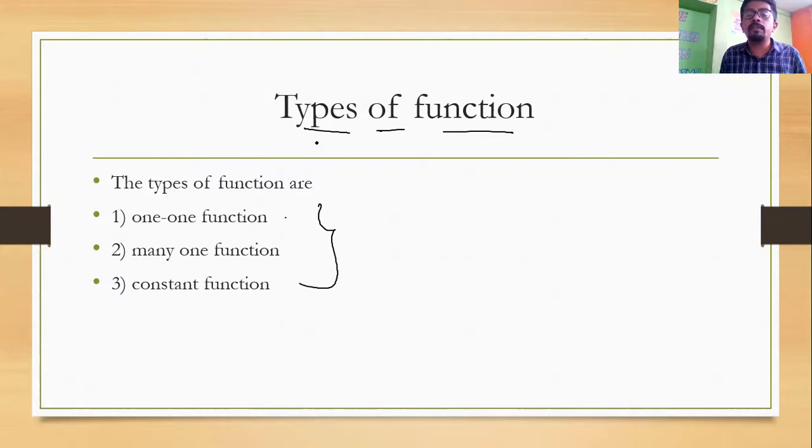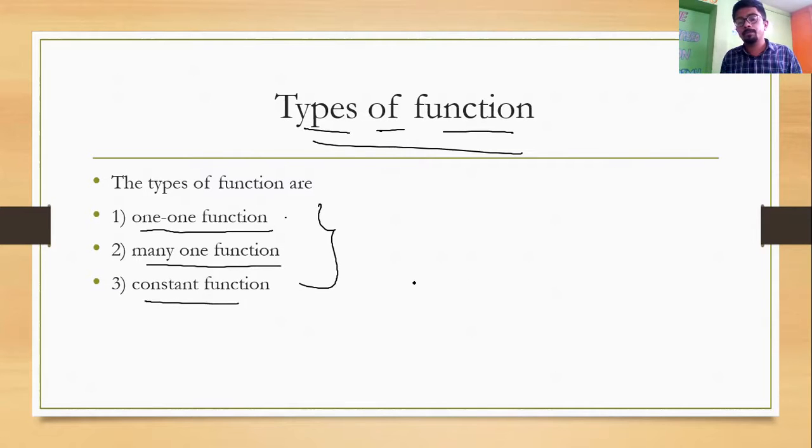Whenever you are asked how many types of the function are there, this is not only for 12th standard. It is in your graduation part also, in the engineering part also, in the BTech part also. This function is the most important thing, and from that you have to identify which type of function it is. So please make these names very clear in your mind. The types of the function are one-one function, many-one function, and constant function. We are not going to the definition part. We'll just have a look at the figure and take some notes on it.